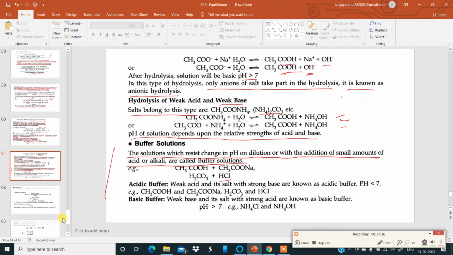Examples: acid buffer, a weak acid and its salt with a strong base, are known as acid buffer. Example over here: weak acid, strong salt of the same acid. Basic buffer, a weak base and its salt with a strong acid, known as basic buffer. Examples over here: ammonium chloride and ammonium hydroxide. Over here, weak base and its salt, strong salt.